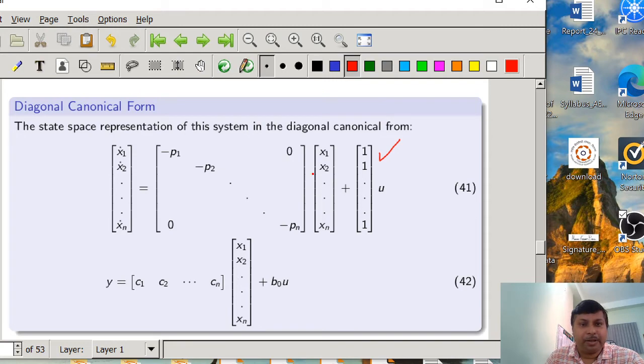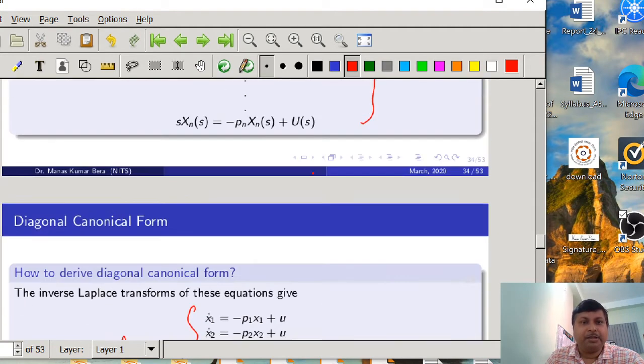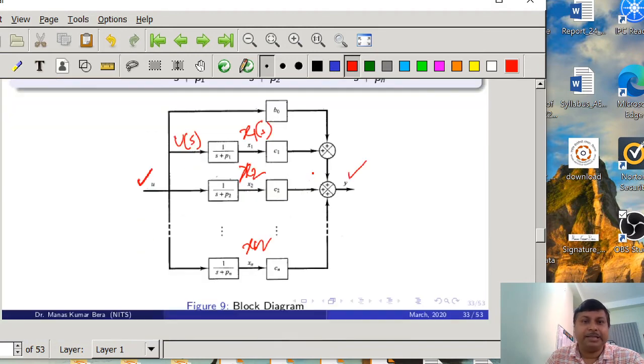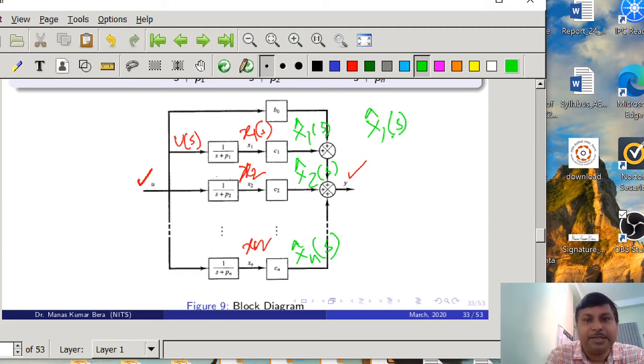But a little variation of the diagonal canonical form we will get if we assume the state variables like this. Here, we can assume that c1 by s plus p1 is x1 of s, c2 by s plus p2 is x2 of s, or we will make it different, with a hat. So basically what I mean is that x1 hat of s is equal to c1 by s plus p1 into u of s.